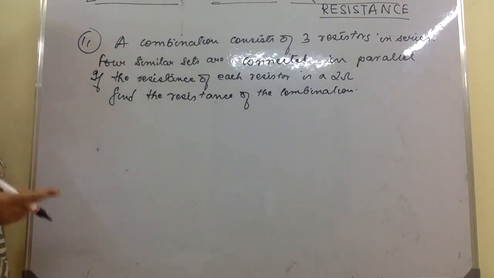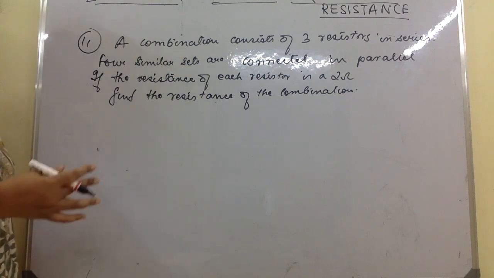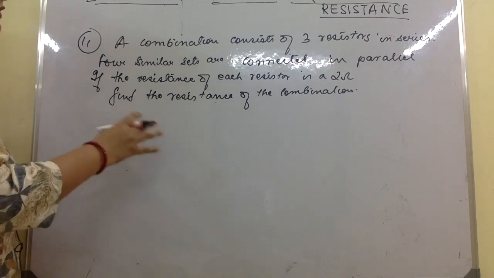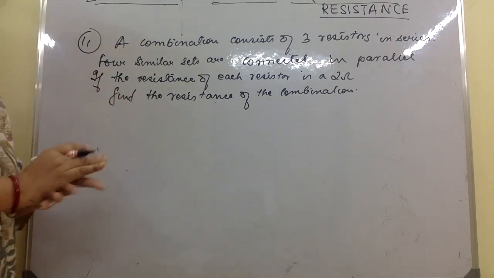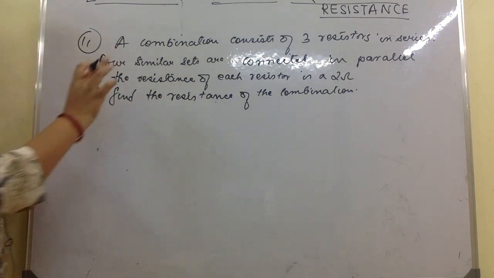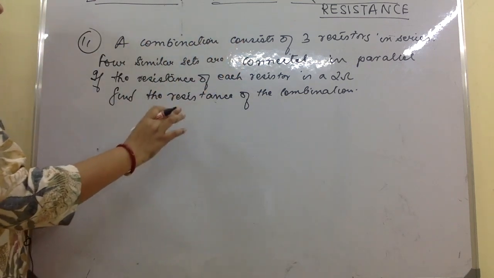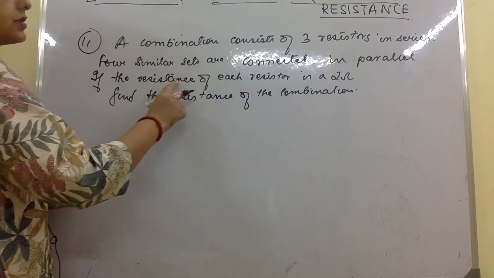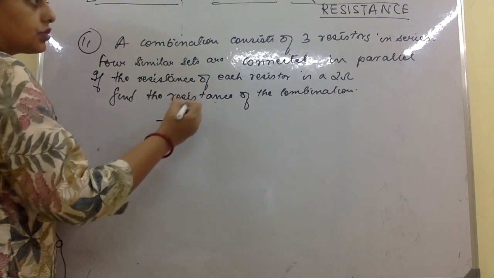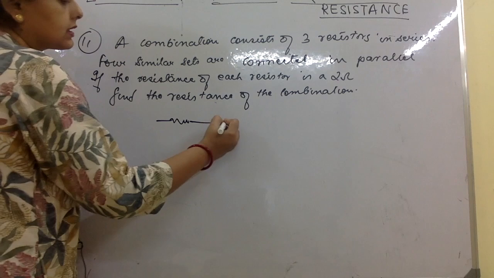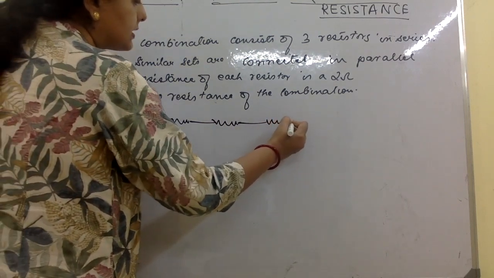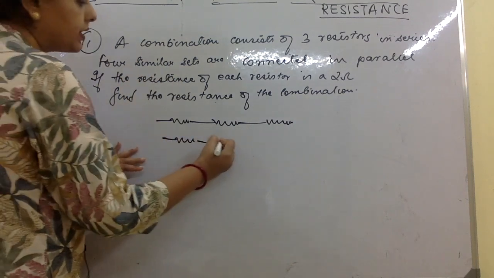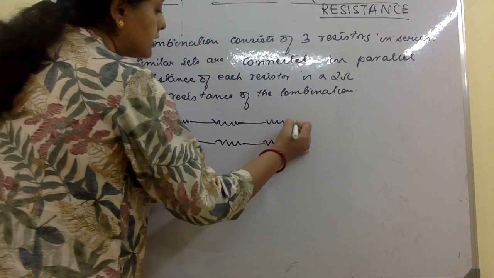Now this is one question where three resistors are in series, and four similar sets are connected in parallel. There is a slight difficulty in understanding this question. A combination of three resistances are in series, three resistors. Four similar sets are connected in parallel. Resistance of each resistor is 2 ohms. Let me first draw three in series. This makes one set, and four similar sets. So I will now have to make four similar sets.